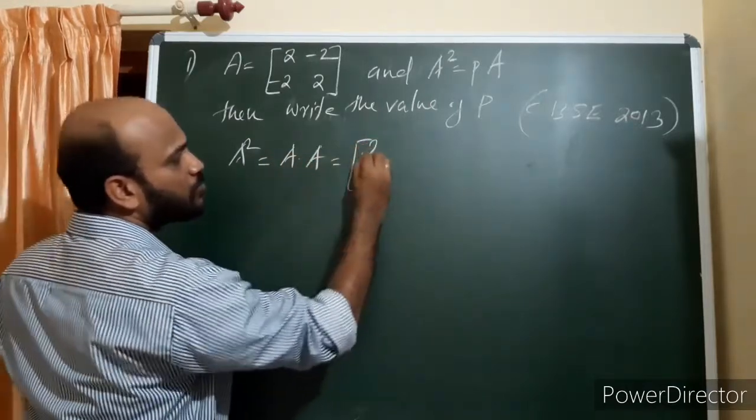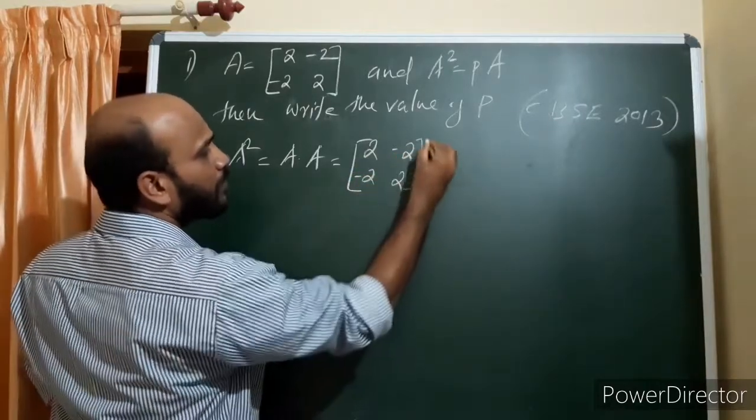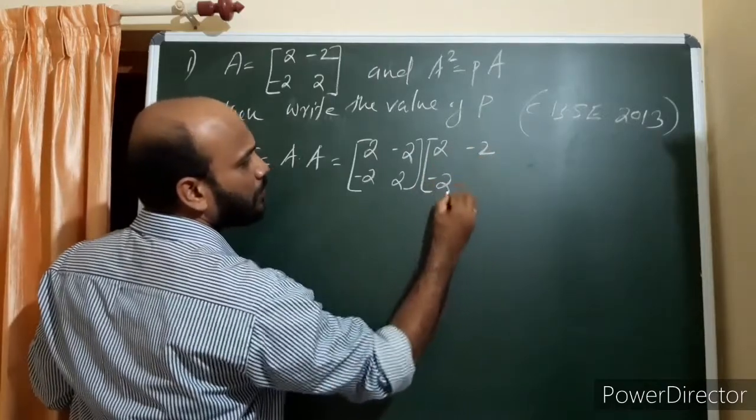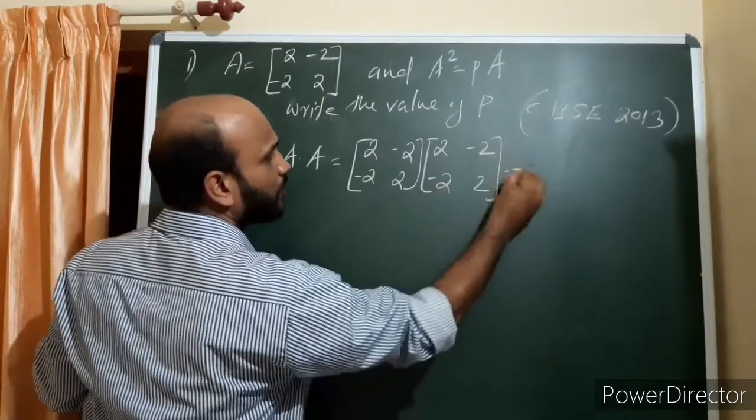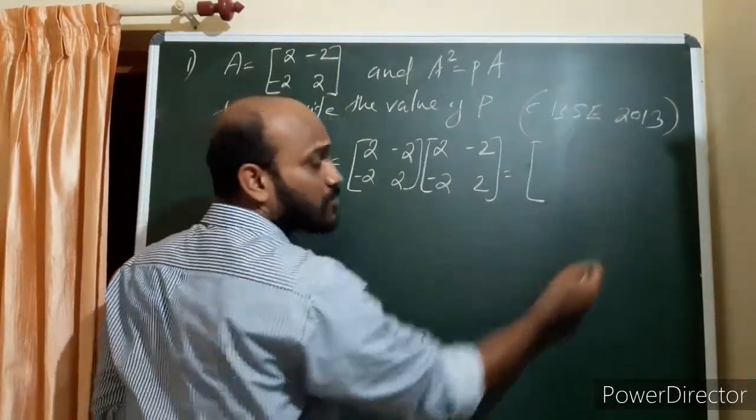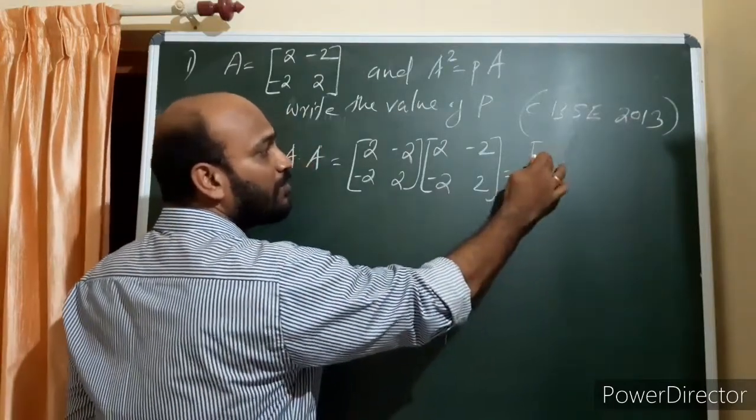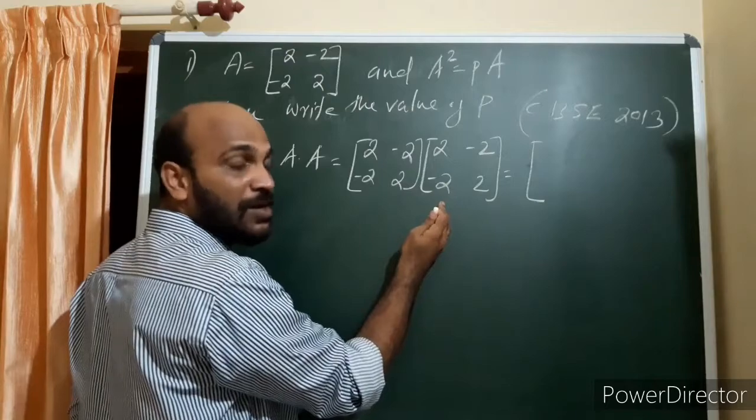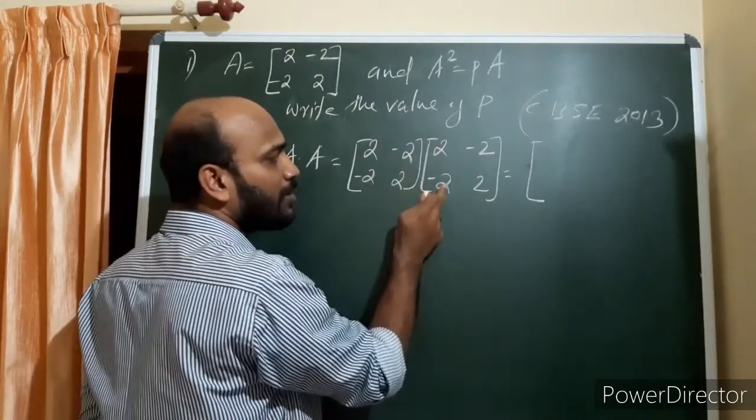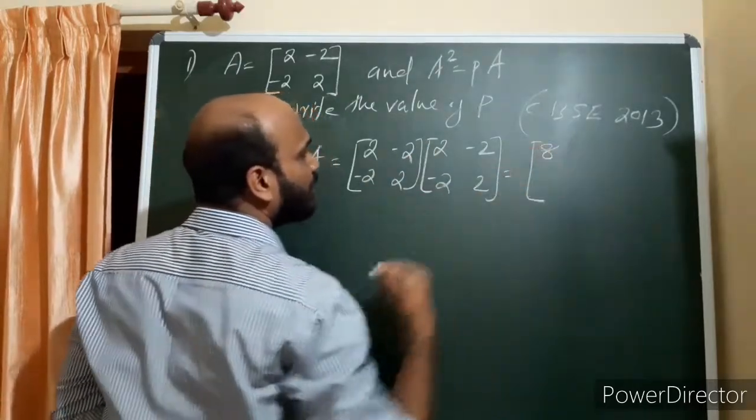A is given as [2, -2; -2, 2] into A, so the same matrix [2, -2; -2, 2]. You have to multiply. The resultant matrix will be a 2 by 2 matrix. What about A11? In order to get A11, we take the first row and first column. So 2 into 2 is 4, plus minus 2 into minus 2 is plus 4. So 4 plus 4, 8, you will get here.